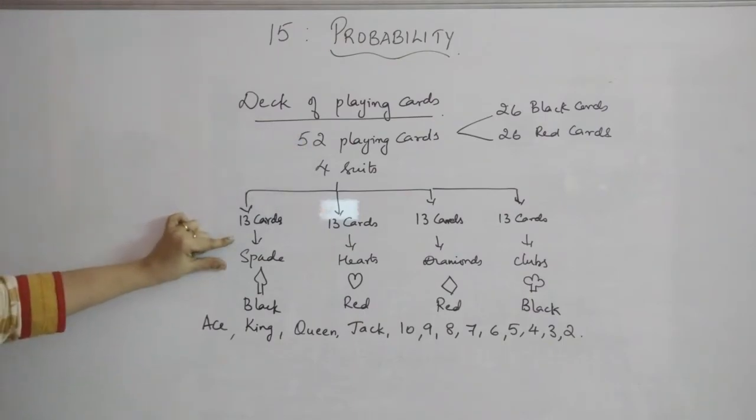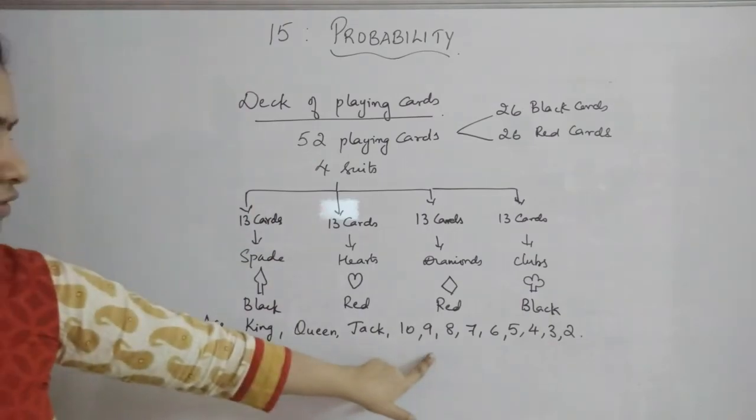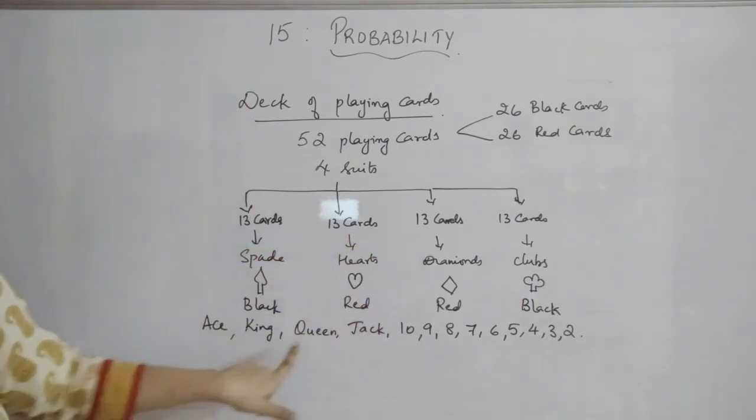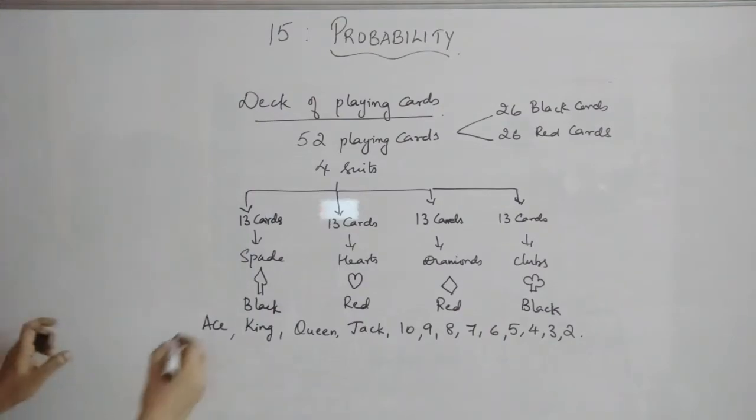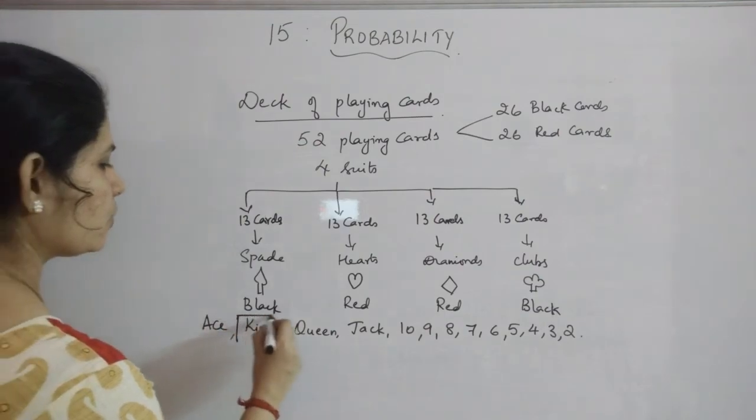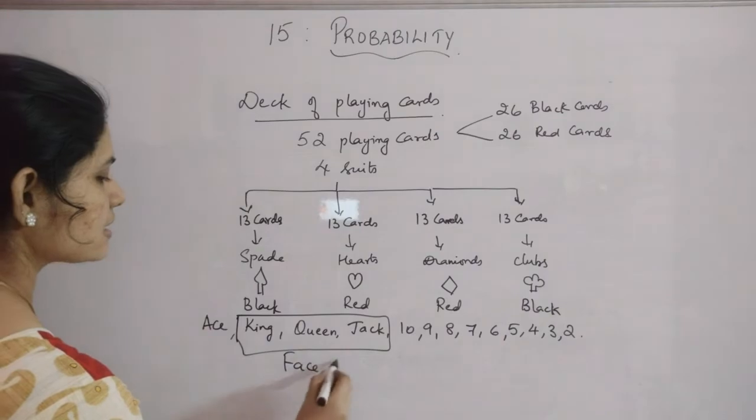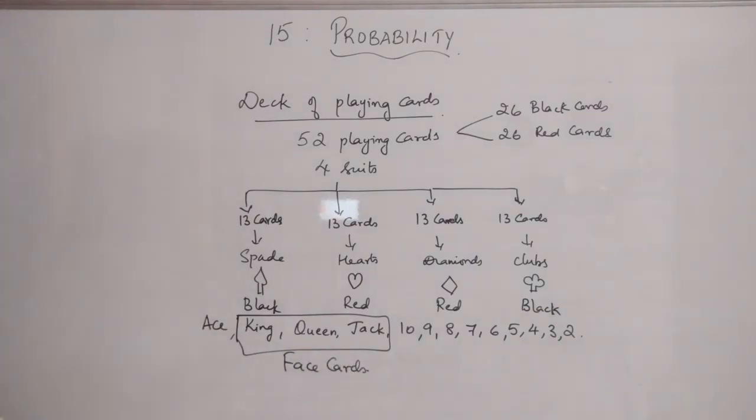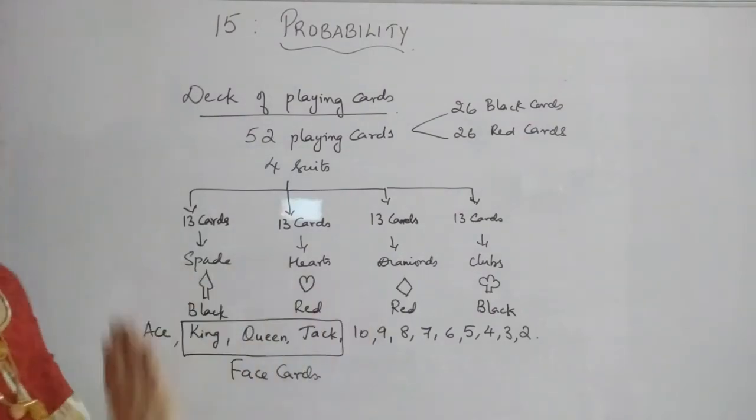So spade will have this many cards, hearts will have this many cards, diamonds will have this many cards, and clubs will have this many cards, of which these 3, that is king, queen and jack, are known as the face cards, because those cards have the face of a king, queen and jack. Now I will show you the cards, which will give you an idea about what we have discussed.